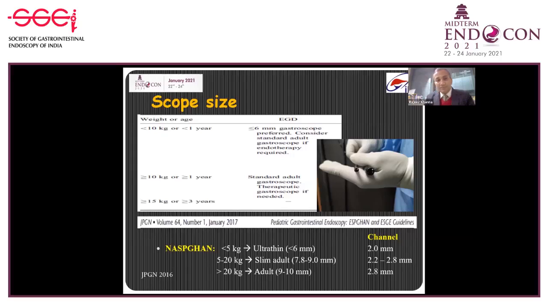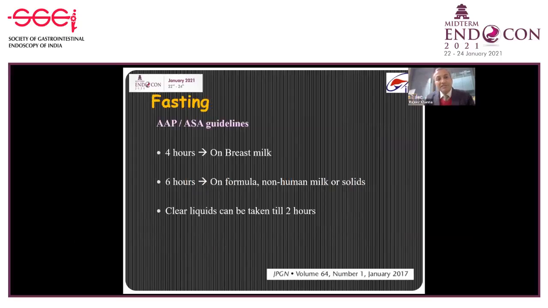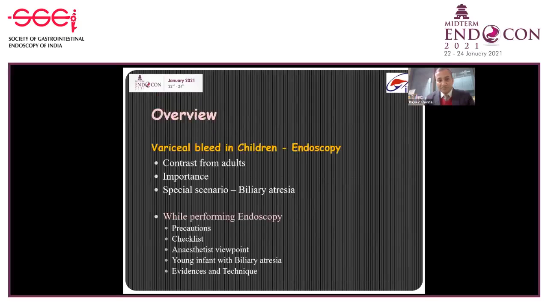So the fasting recommendations as per the American Society of Anesthesiologists are 4 hours for those infants who are on breast milk, whereas 6 hours for infants who are on formula or non-human milk or solids, but clear liquids can be taken till 2 hours before the procedure.